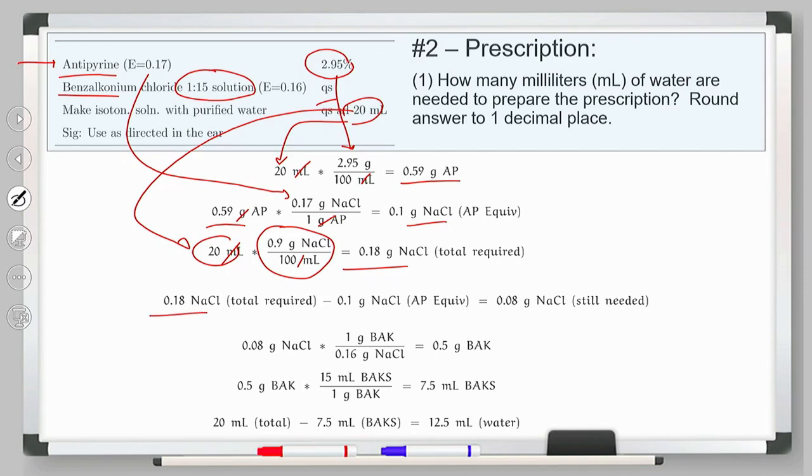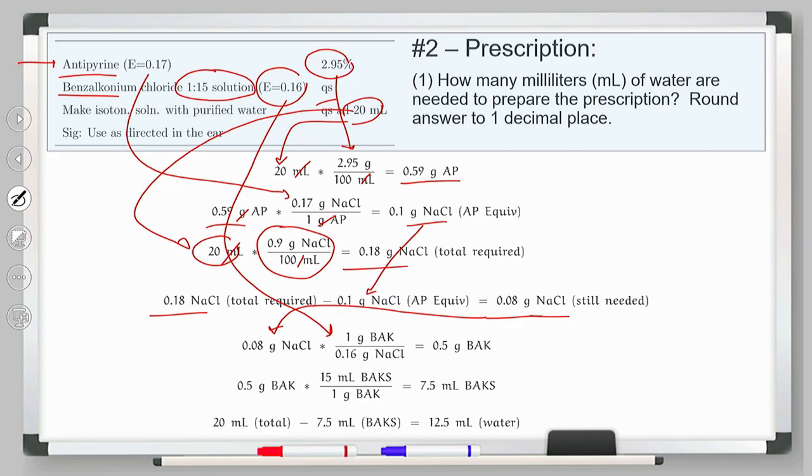So let's start there and subtract what I'm getting from my drug. I'm getting 0.1 grams from my drug. So 0.18 grams minus 0.1 grams means I need 0.08 grams still. That's what I would need to add to make it isotonic. But I don't have sodium chloride, I have benzalkonium chloride. All right, so I need to convert from the weight of the sodium chloride that I still need and convert it to the weight of benzalkonium chloride that would be equivalent to that sodium chloride.